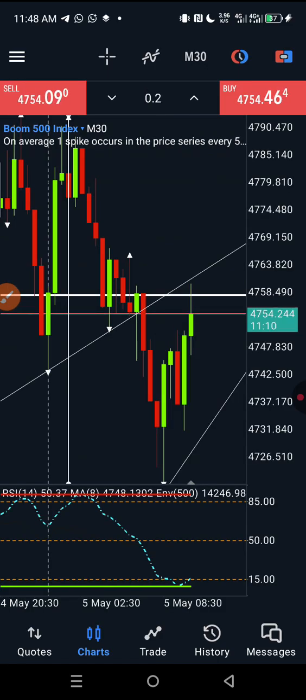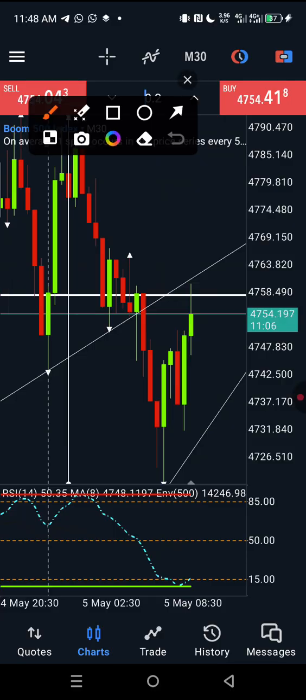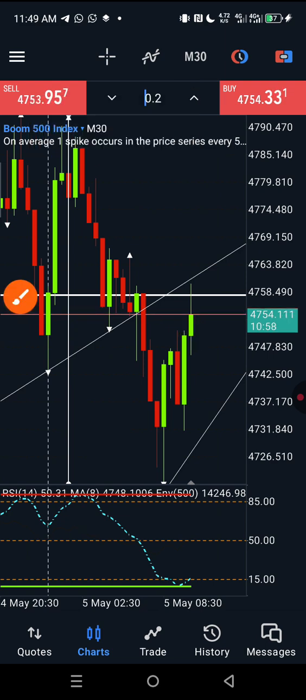Then this one now is returning to the line, just like this Boom 500 returned. You see how the rejection is coming on the candle. You see it's still rejecting to the downside. Then after everything, it will form a kind of doji or spinning top candle, which is also a sign of reversal.